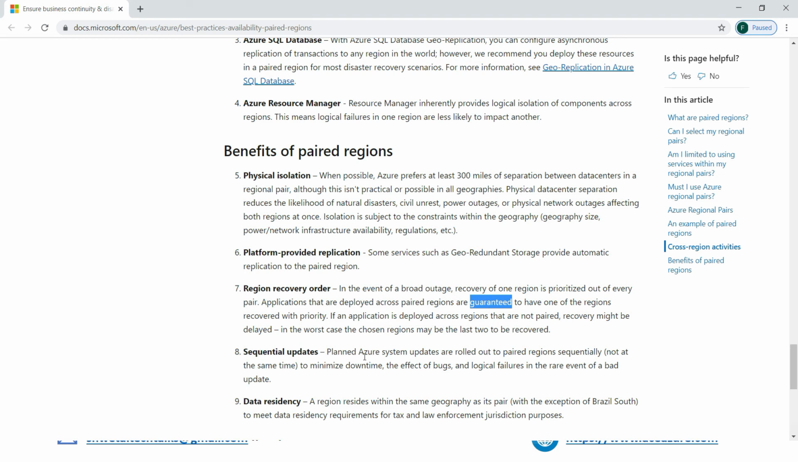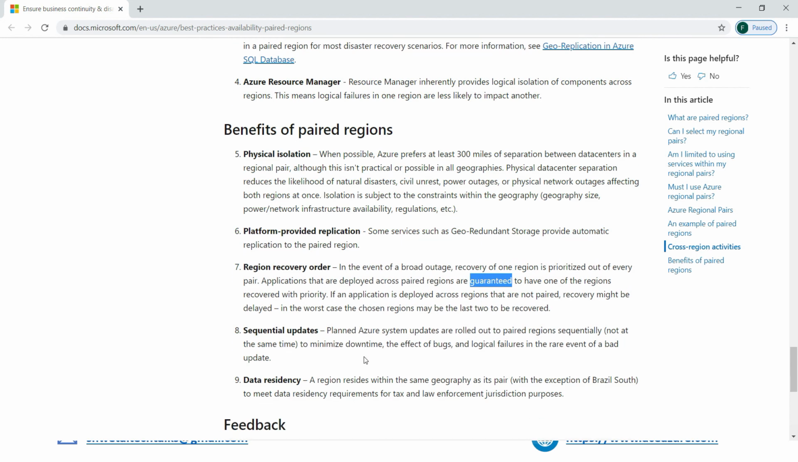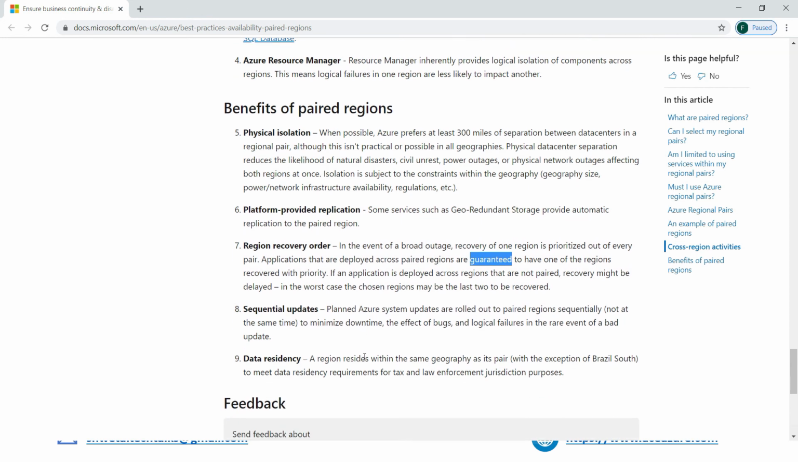Sequential updates: Microsoft plans or rolls out updates in a manner that only one of the regions of the pair is updating, and once that update is complete, then only the updates are rolled out to the other region. And data residency, of course, with an exception of Brazil South.